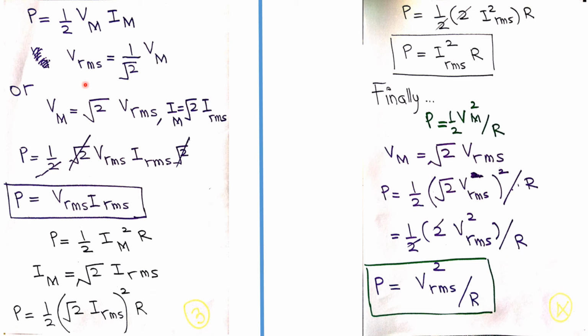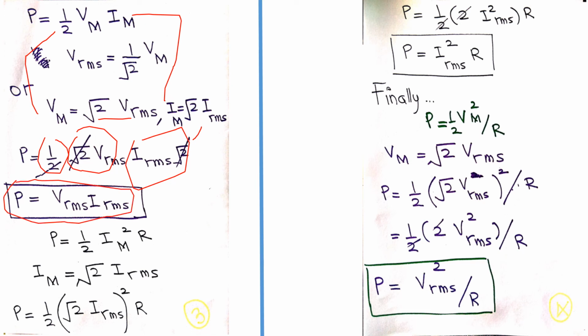We have studied that Vrms is 1 over square root of 2 times Vm, where Vm is the peak quantity. Or, multiplying the square root to the other side of the equation, Vm is square root of 2 times Vrms. Similarly, for current, Im is square root of 2 times Irms. If you plug these values into expression number 1, 1 by 2 times Vm Im, we get 1 by 2 times square root of 2 Vrms and square root of 2 Irms. The 1 over 2 vanishes, and the new expression is power is Vrms times Irms.